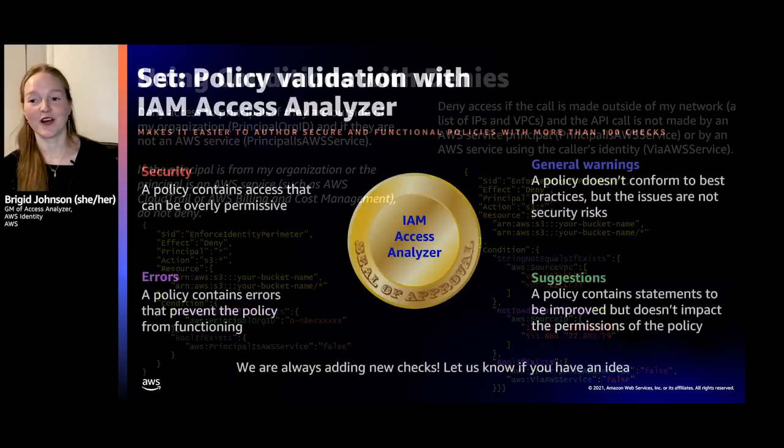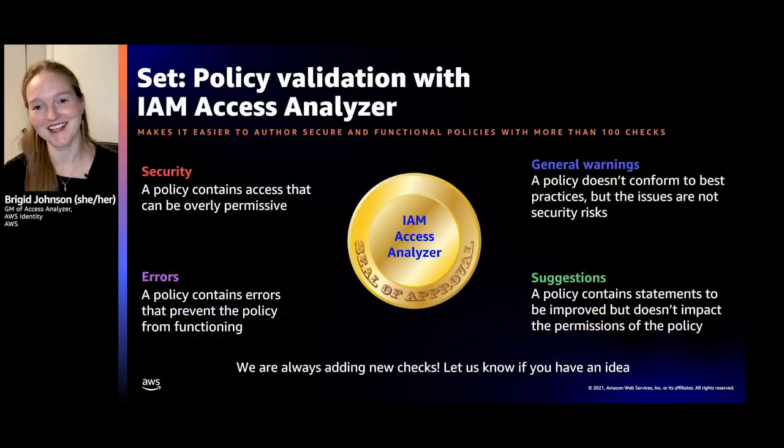All right, so for all of those custom authors out there crafting your own policies, you can get the seal of approval from Access Analyzer. Access Analyzer earlier this year launched policy validation, and we have over 100 checks to help you author secure and functional policies. This is in the IAM console. It's also available via API. A lot of customers are starting to integrate it into their pipelines and different tools to validate access. And we're always adding new checks. So if you have an idea, please let us know.